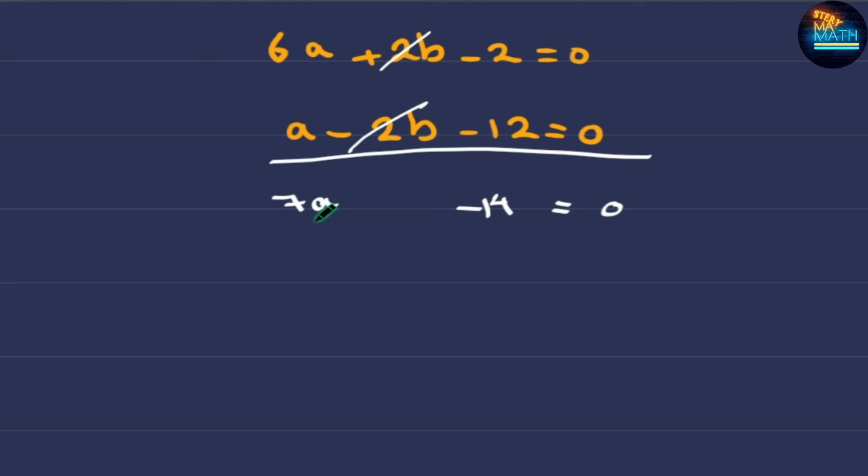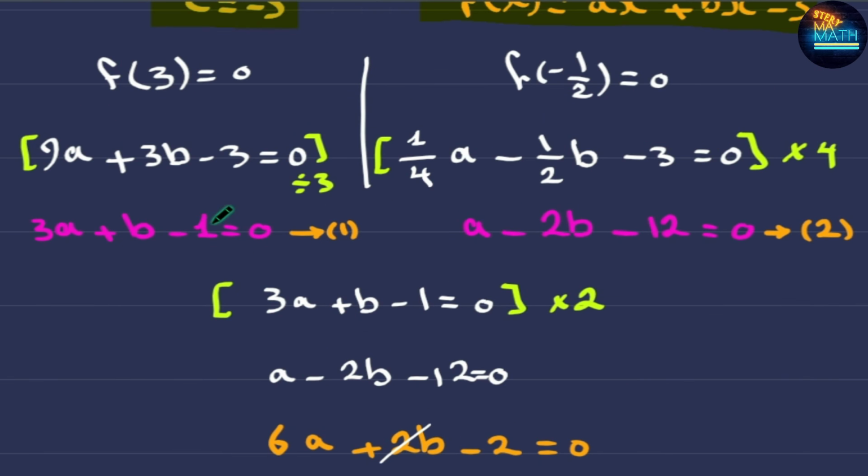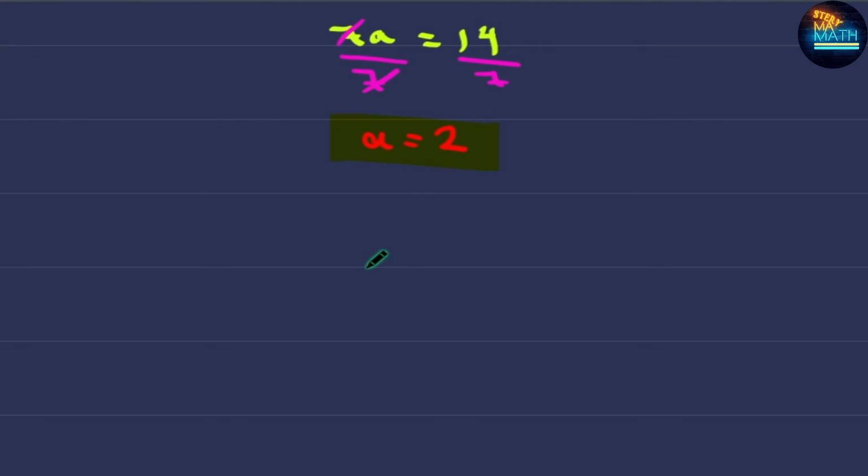Now we have 7a is equal to, moving negative 14 to the other side, 14. And the coefficient is 7, so you can divide by 7. So 7a divided by 7 is a, and 14 divided by 7 is 2. Now you have a is equal to 2. So back to equation number 1, you can substitute a with 2 to get b, right? So 3 times 2, plus b minus 1 is equal to 0.